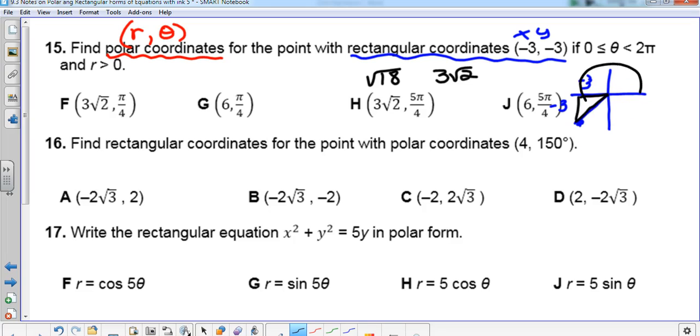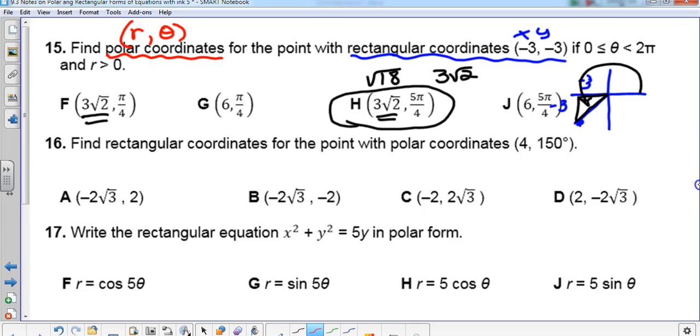So we need 45 degrees into the 3rd quadrant. Look at the choices. It is pi over 4, but it's into that quadrant, so it's 5 pi over 4. Everybody good? Because we figured out that it was 3 square roots of 2, so it was either H or F, and H is the one that puts us into the proper quadrant. It's pretty easy when we did process of elimination.